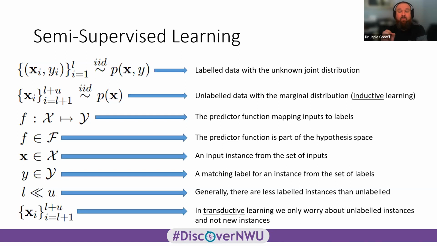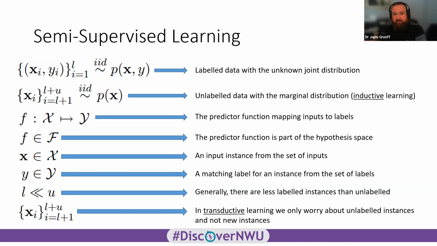Okay? So we don't necessarily know the full distribution of X mapping to Y. We now only know X. Okay? So this is what we want to learn about once we've got our semi-supervised algorithm in place. And when we are taking the labeled data that we teach our algorithm on, and we want to apply it to this unlabeled data, we're going to call that inductive learning. Okay. But that is applied to new instances.